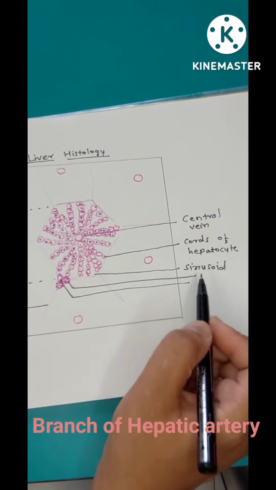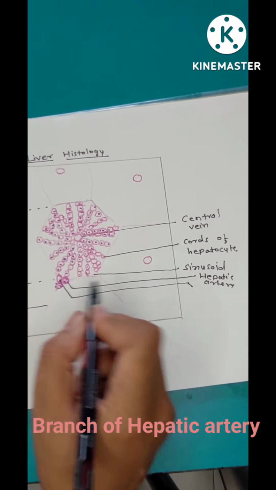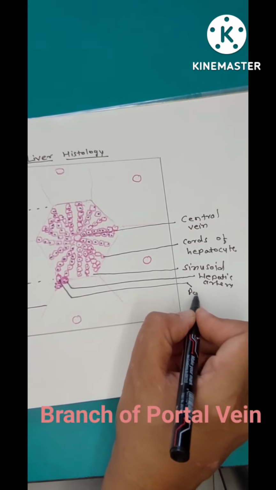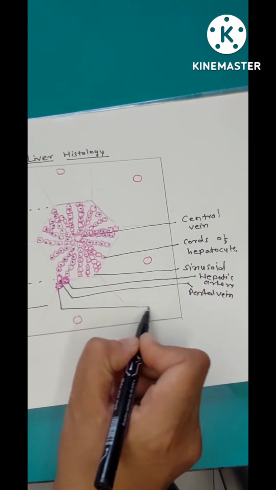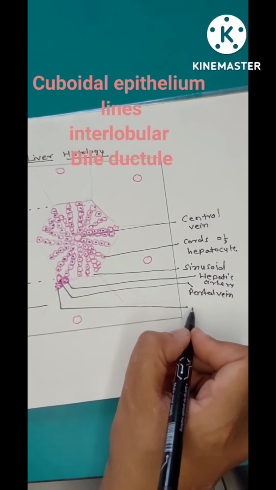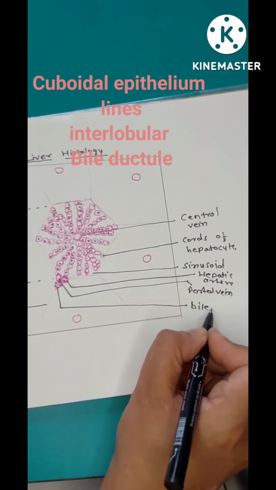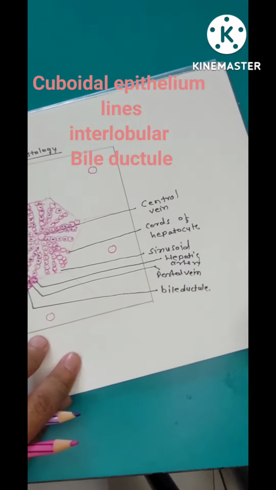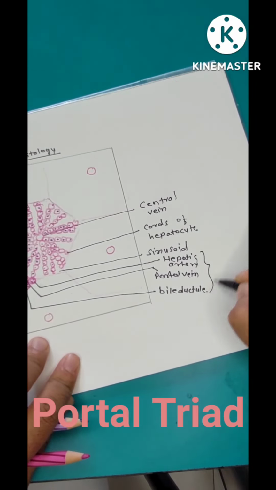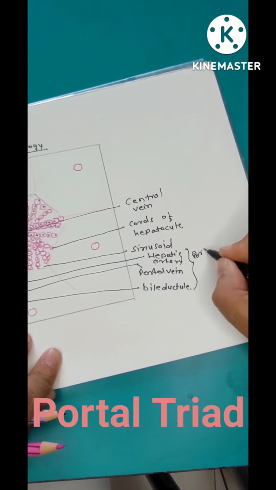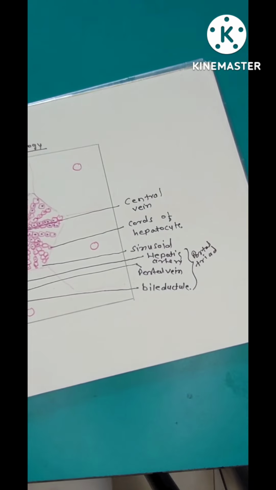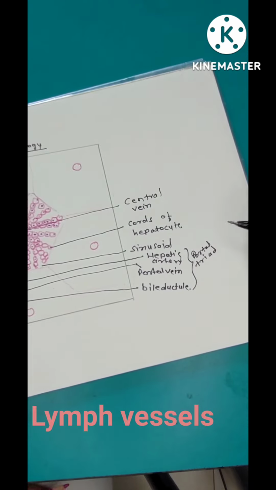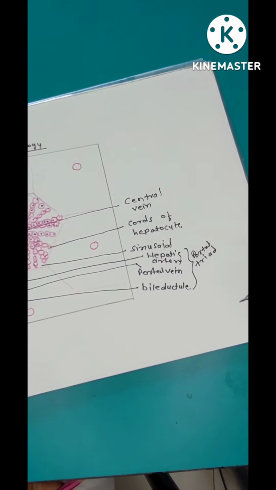This one is the hepatic artery. Below you can see here larger lumen which is portal vein. Wall of this portal vein is thin, while the cuboidal epithelium lined one is the bile ductule, interlobular bile duct. This trio forms a portal triad. So labeling here, portal triad. Actually this area also contains lymph vessel which starts from the space of Mall, which we will see later on. However, the lymphatic vessel is not prominently seen, so it appears as a triad.